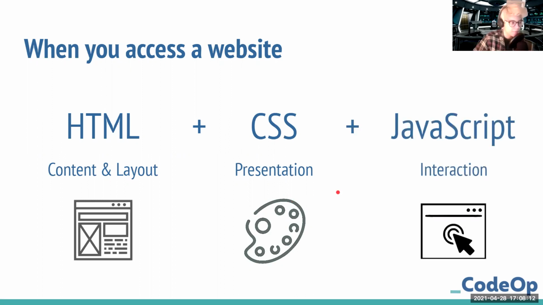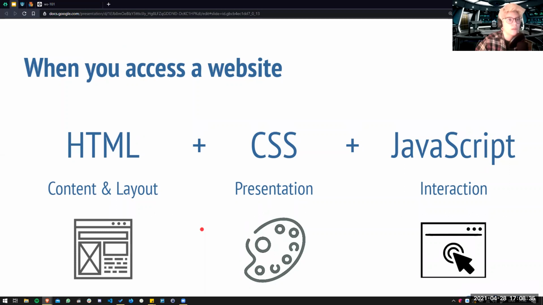And we have as well JavaScript. In CodeOp, we teach JavaScript, but it can be, for example, Python or Java. It can be another programming language. So we can have some interaction with our website, and it's smarter, so we can have more features to it. And I'm going to show you a cool website.